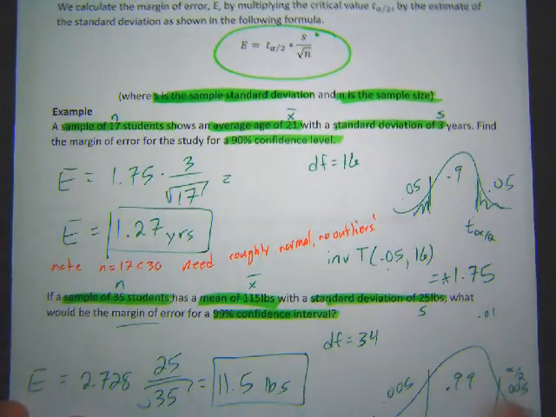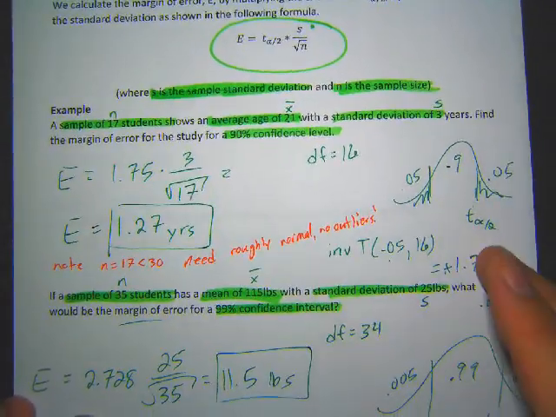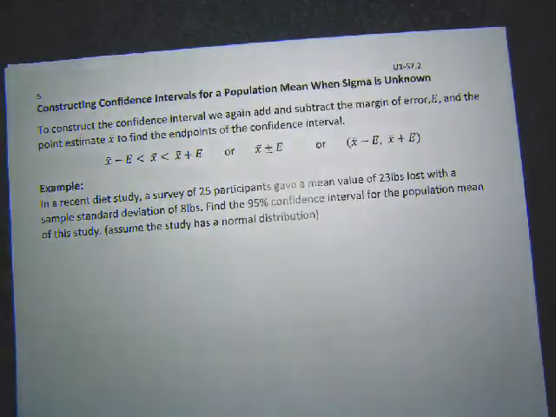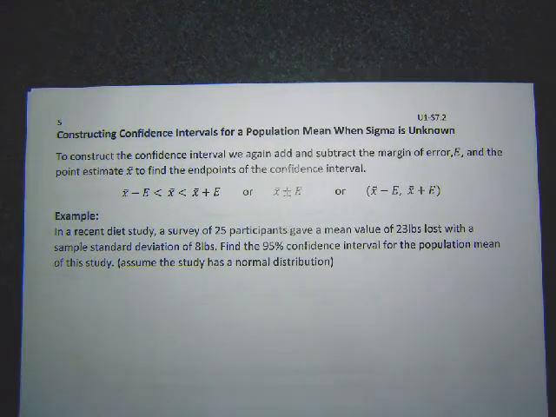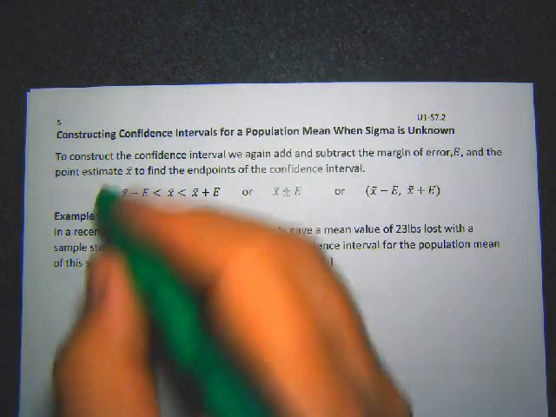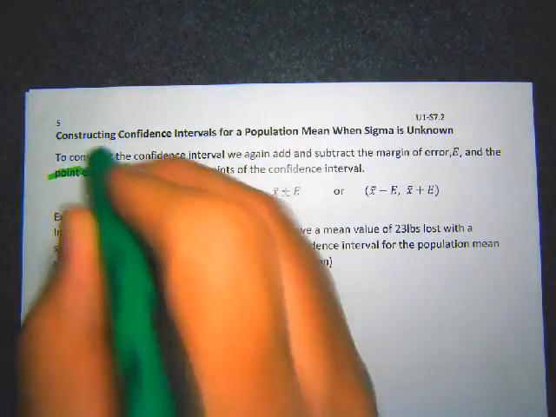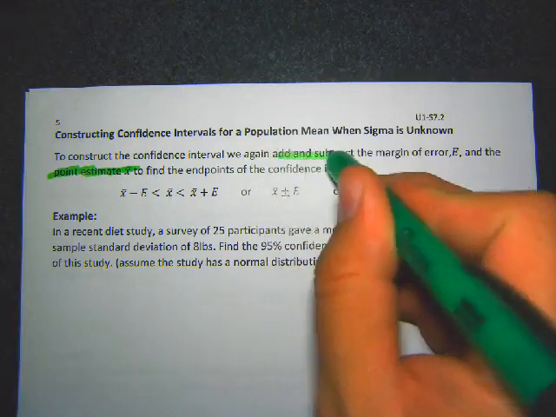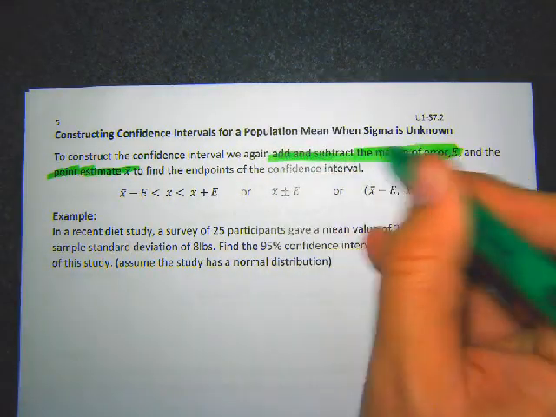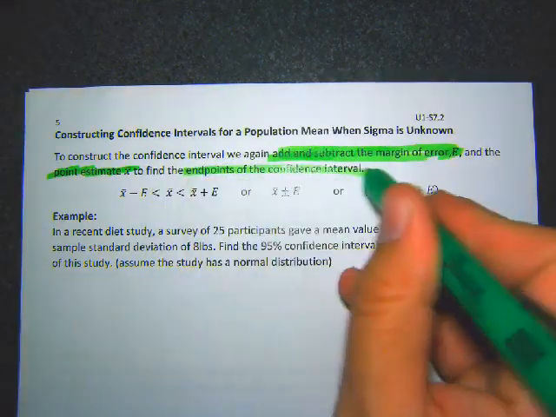Okay, so now we know how to find the margin of error. We talked about how to find the critical values. Now let's go ahead and actually build some confidence intervals. To do confidence intervals, it's very similar. We're going to take our point estimate, which in this case is x bar, the sample mean, and we're going to add and subtract the margin of error, E, and that will give the endpoints of the confidence interval.